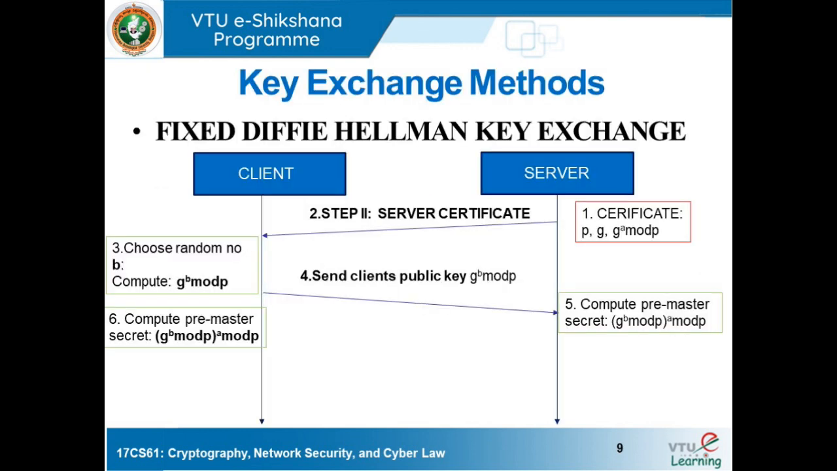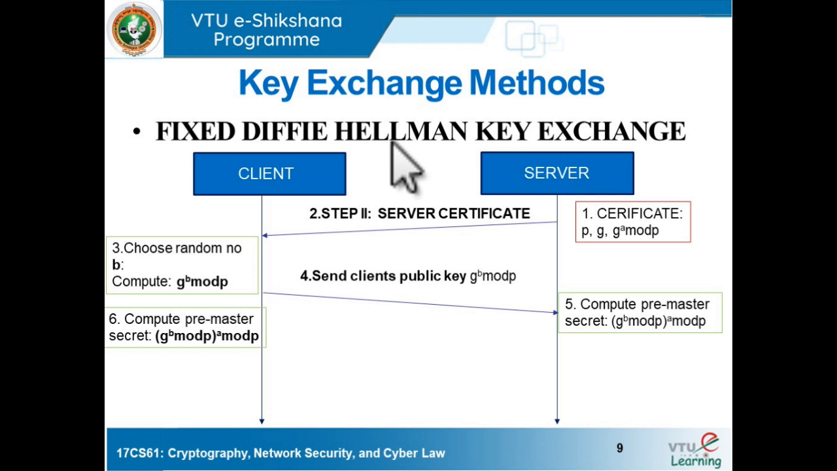Moving further, what are the various key exchange methods available? The various key exchange methods available are RSA and Diffie-Hellman. Either one of them can be used in order to exchange the pre-master secret. Now let us see, there are two ways in which SSL can exchange the pre-master secret. One we call fixed Diffie-Hellman and the other we call ephemeral Diffie-Hellman key exchange.